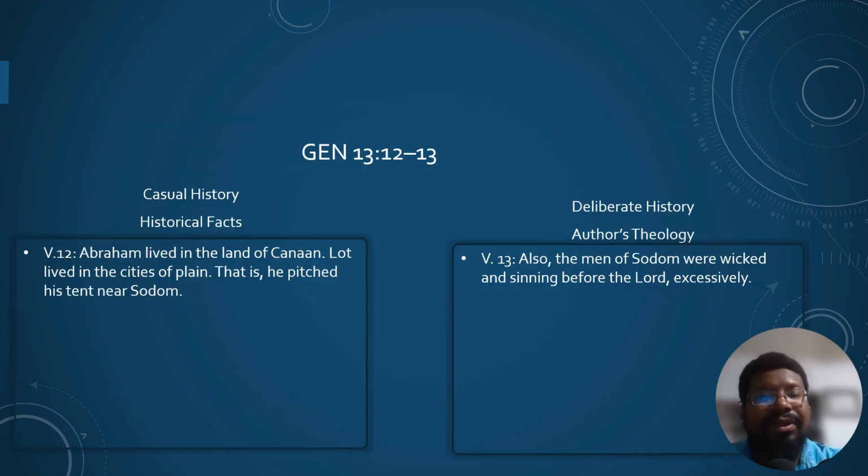So now we can go a little deeper here and actually look at an example from the text of Scripture itself, where we could break that verse down technically into casual and deliberate history. If you read Genesis 13, verses 12 through 13, you can read in verse 12, Abraham lived in the land of Canaan. Lot lived in the cities of the plain. That is, he pitched his tent near Sodom.